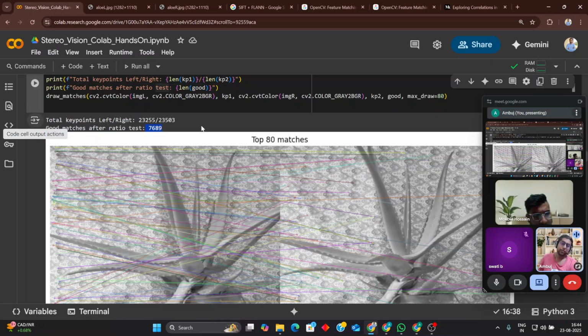Okay, these are the total key points which I have identified. After performing this Lowe's ratio test, I have reduced the number of features to 7689. So, what will be the background mathematical calculation to match?